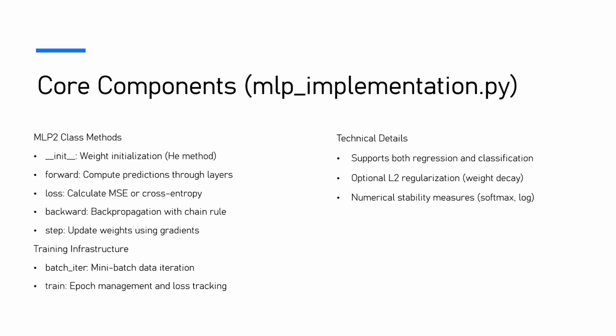Our training infrastructure includes a batch iterator that shuffles data each epoch and a training loop that tracks loss over time. We also implemented numerical stability measures, such as subtracting the maximum value before computing softmax to prevent overflow and adding a small epsilon to logarithms to avoid undefined values. The code is modular and supports both regression and classification with a simple mode parameter.